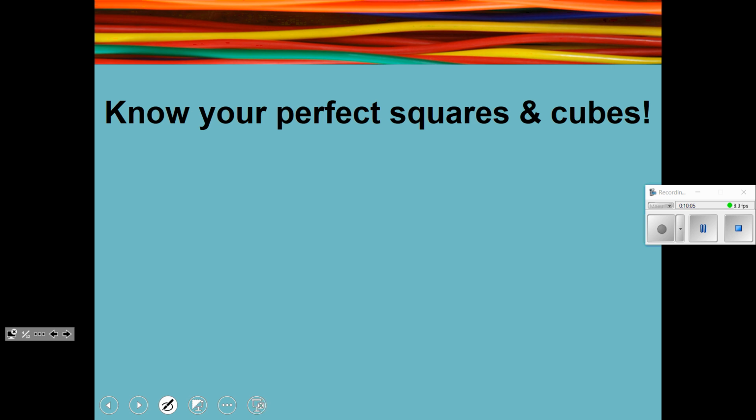What we're going to do today is solve exponential equations without our calculator. So you've got to know your perfect squares and your perfect cubes. I'm going to give them to you so that you have a list of them. So let's start with perfect squares.